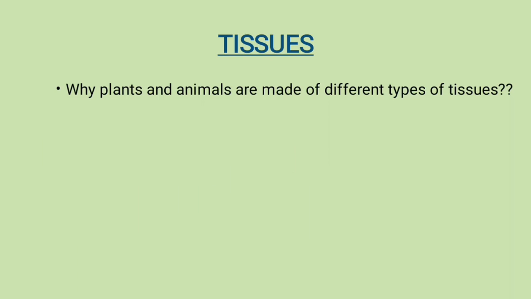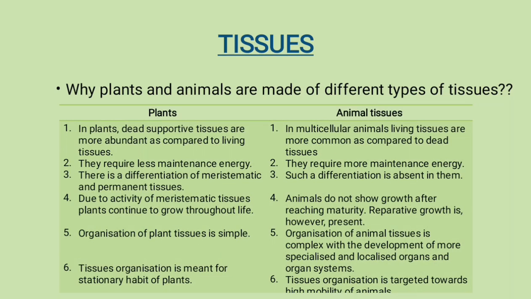It means that plants and animals must have different types of tissues. Why is it so? The reason is simple. Plants cannot move, whereas animals can move in search of food and habitat. So the energy requirements are also different. In plants, dead supportive tissues are more abundant as compared to living tissues. Whereas in multicellular animals, living tissues are more common as compared to dead ones. Plants require less maintenance energy, whereas the requirement of maintenance energy is higher in animals.